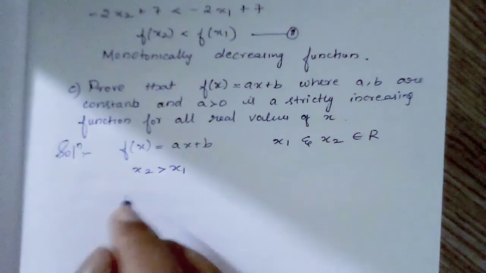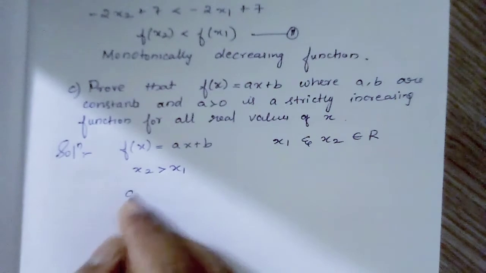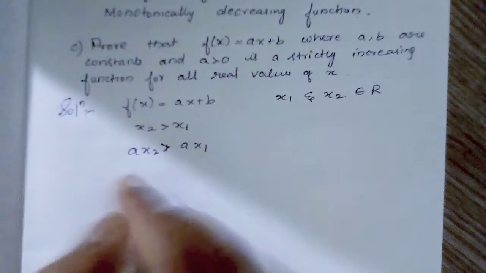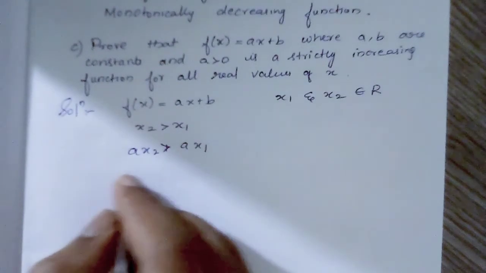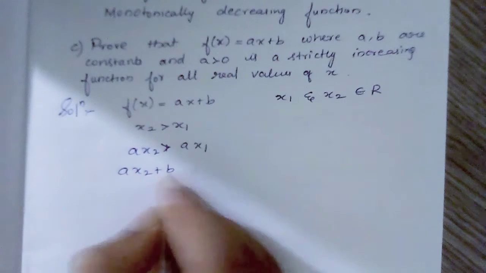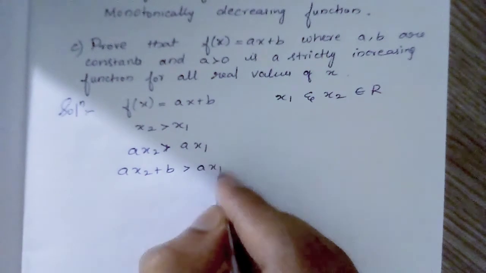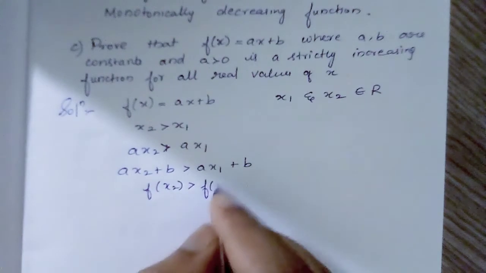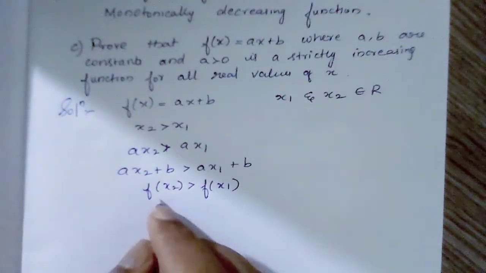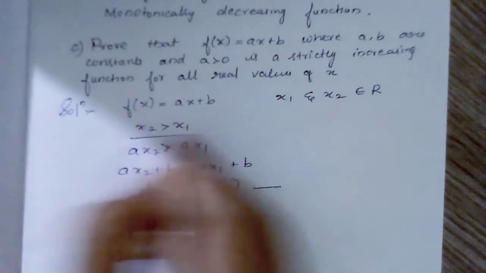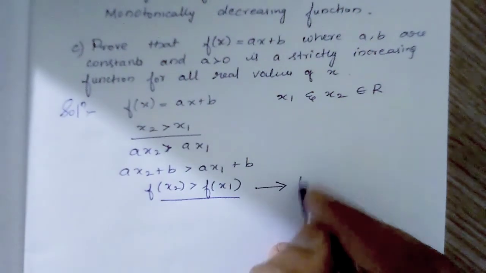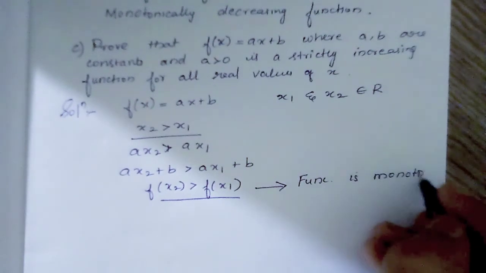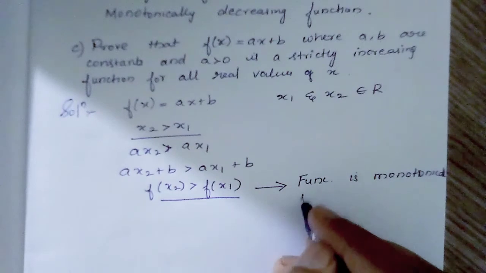Now when we multiply both sides by a, we get ax2 is greater than ax1. Now if we add both sides with b, we get ax2 plus b is greater than ax1 plus b. Clearly it shows that f of x2 is greater than f of x1. Here f of x2 is greater than f of x1 and x2 is greater than x1, so we can say that the function is monotonically increasing.